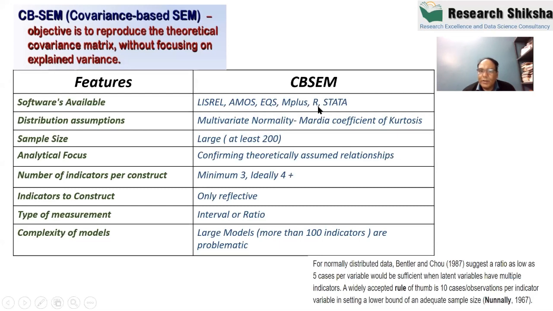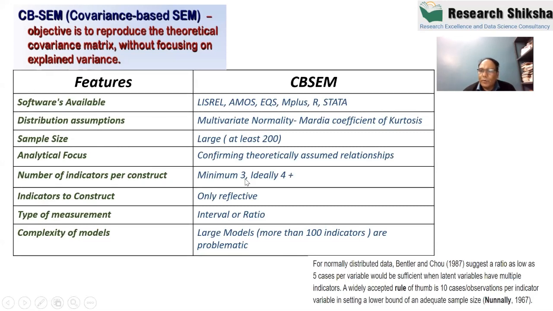Then distribution, we want the data to be multivariate normal, and the Mardia coefficient should be less than 2 times the number of items. The sample size should be large. The analytical focus, okay, the purpose is to confirm the theory or test the theory. The number of indicators required is minimum. Yeah. So this is one of the important points which you should know.